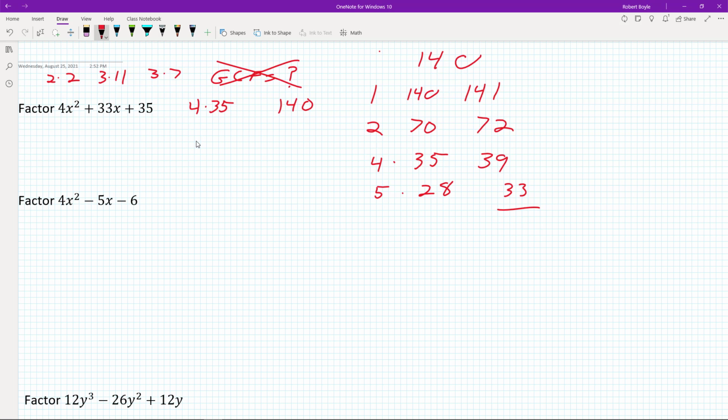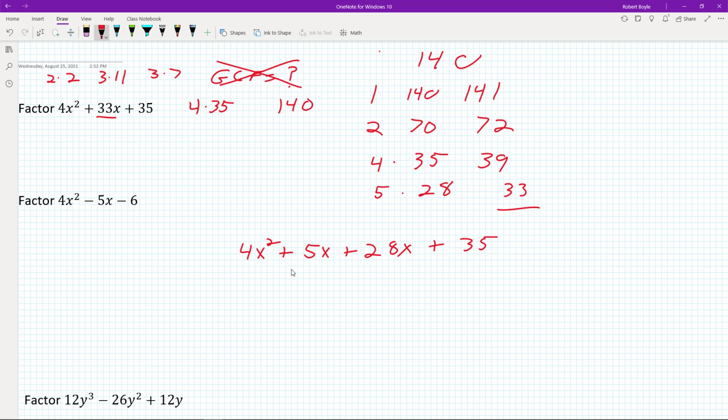So now we can rewrite the trinomial by replacing 33x with 5x plus 28x. So let's go ahead and do that. And actually, when I write this, I'm going to write this as 4x squared plus 5x plus 28x plus 35. Okay, now we can do factoring by grouping.